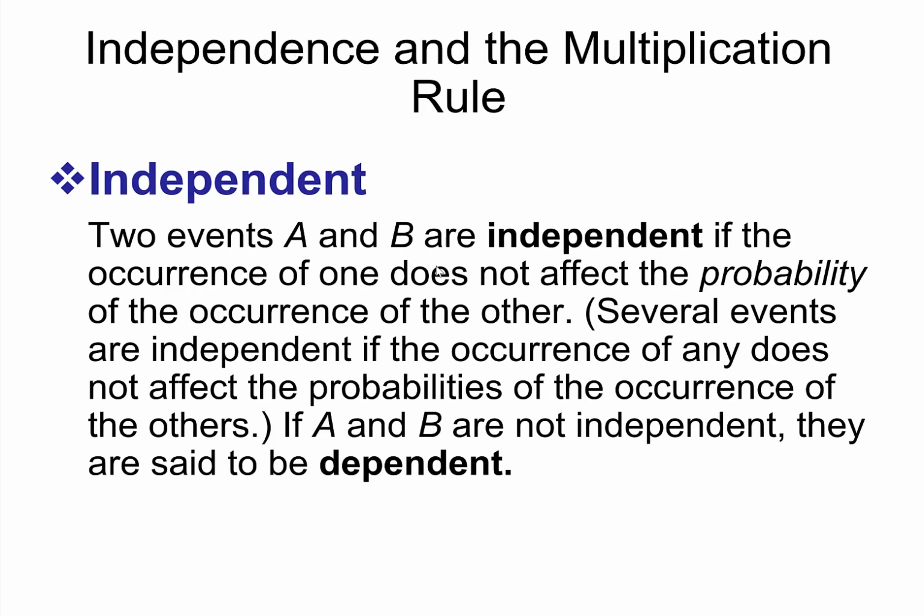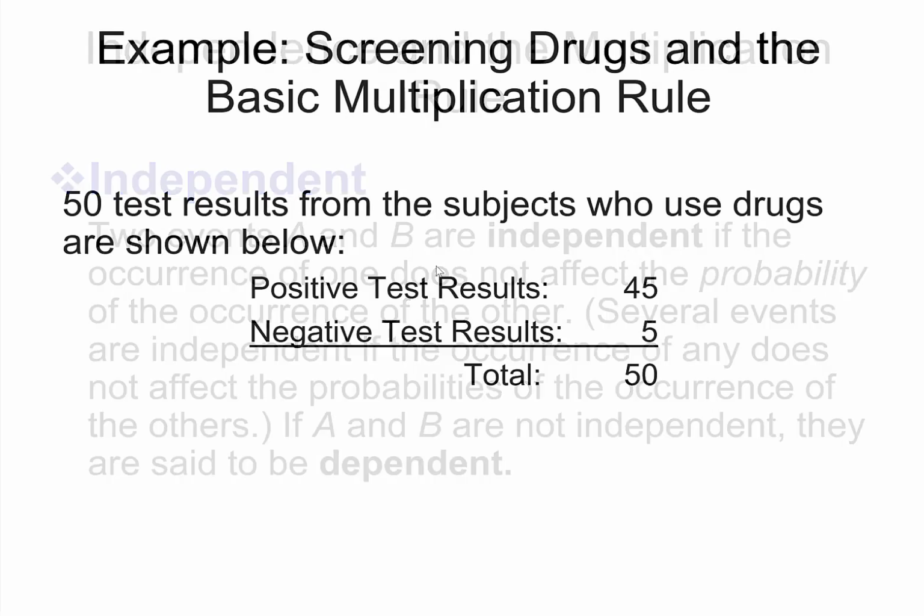Two events A and B are independent if the occurrence of one does not affect the probability of the occurrence of the other. Several events are independent if the occurrence of any does not affect the probabilities of the occurrence of the others. If A and B are not independent, then they are said to be dependent.